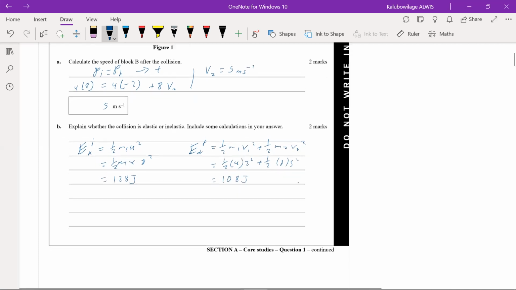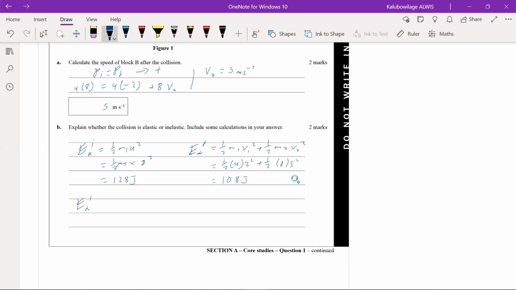Kinetic energy, initial kinetic energy does not equal final kinetic energy. Kinetic energy is not conserved, hence it is an inelastic collision.